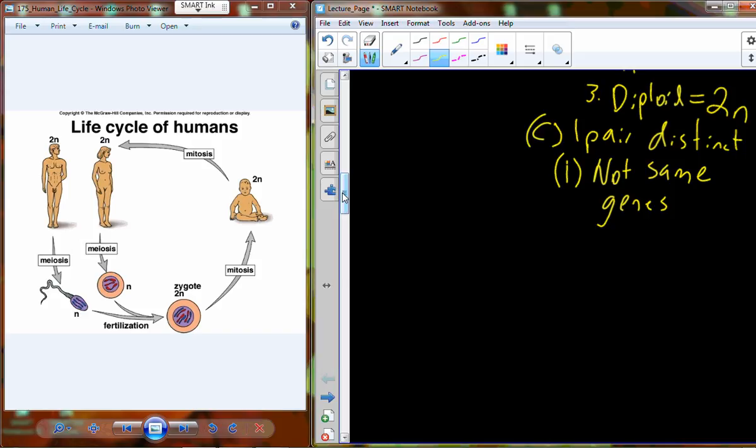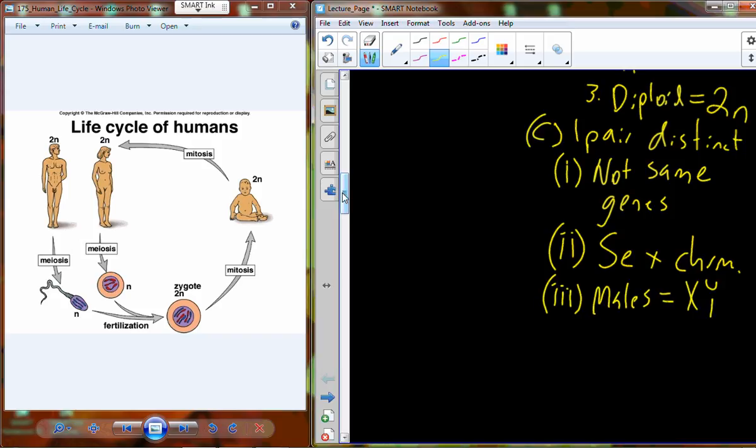The X chromosome contains the androgen receptor. So females will have two versions of the androgen receptor. Males will only have one version of the androgen receptor. So not necessarily the same genes are going to be present on these chromosomes. They are referred to as the sex chromosomes. In mammals, males are XY, and females are XX.